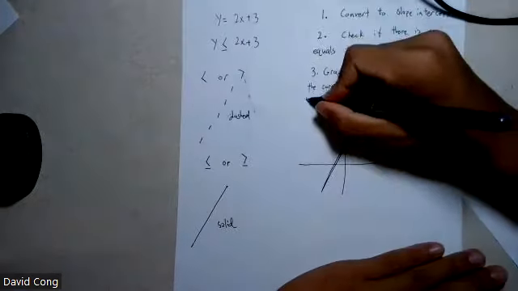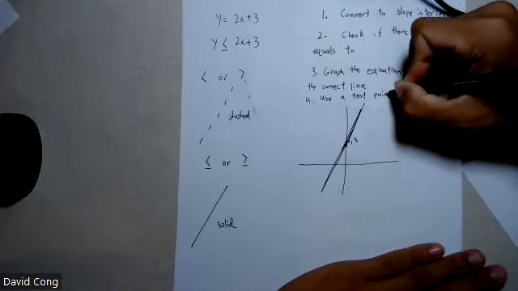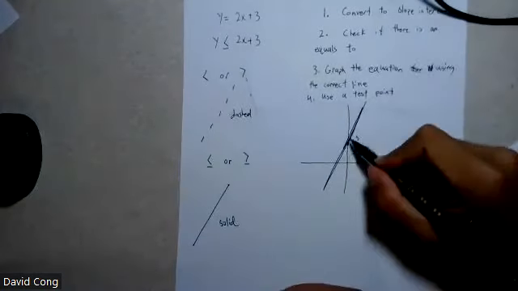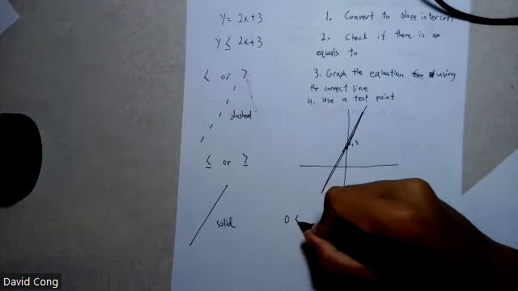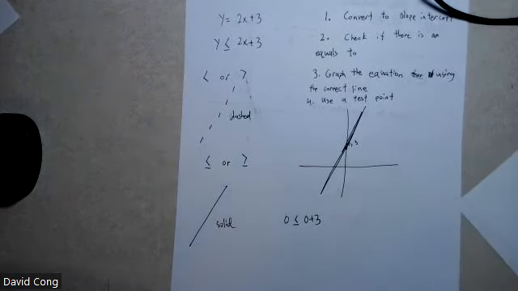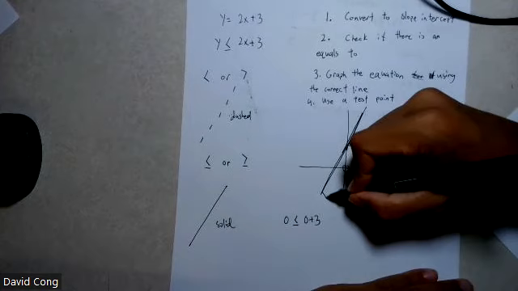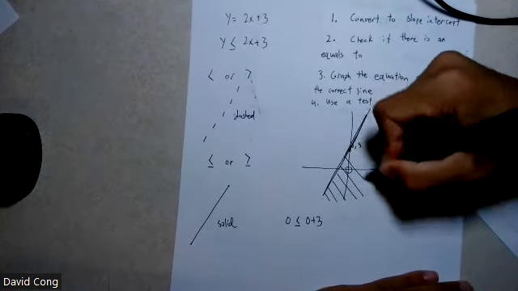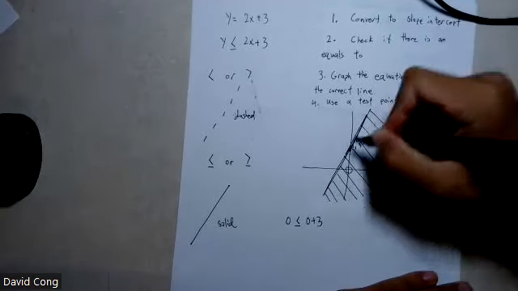And now we have to use a test point. We want to find any point that's not on the line. A very easy one is 0, 0. Now I want to test. We plug in 0, 0. So y equals 0, which is less than or equal to 0 plus 3. This equation is true, which means 0, 0 is on the correct side of the line, so everything on this side of the line satisfies the equation. So we would shade this, and this area is the solution area.